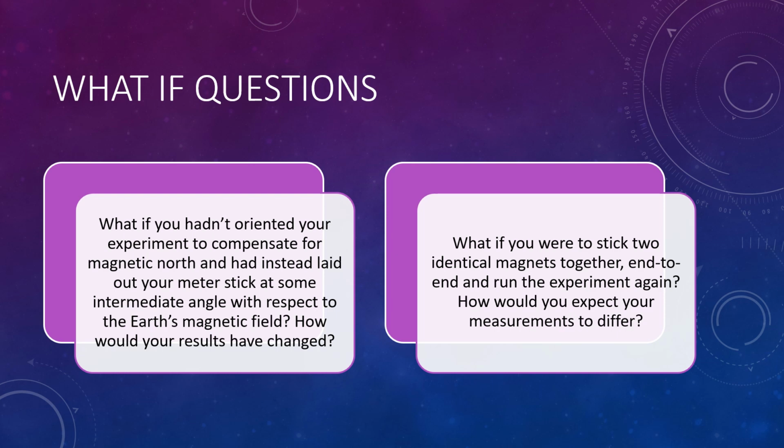For the other question, if we added another magnet identical to the first and placed the two end to end, the magnitude of the magnetic field would be greater. However, it would not have been completely doubled.